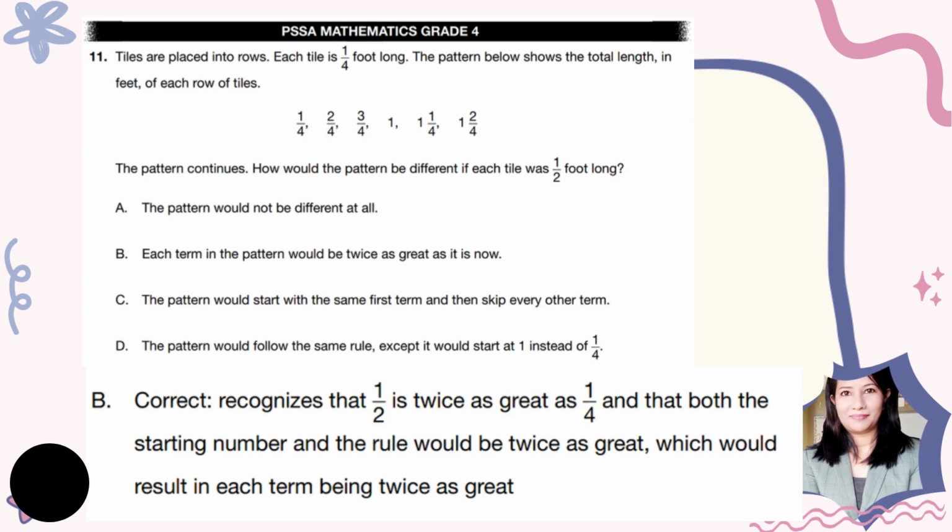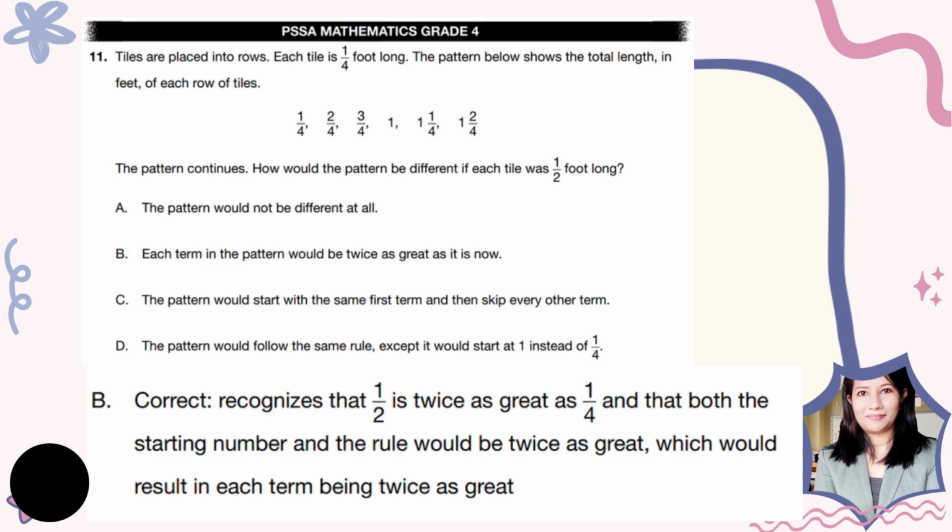So recognize that half is twice as great as 1/4, and both the starting number and rule would be twice as great. So which would result in each term being twice as great? That is, the answer is B. Each term in the pattern would be twice as great as it is now.